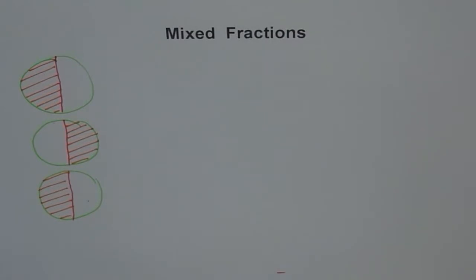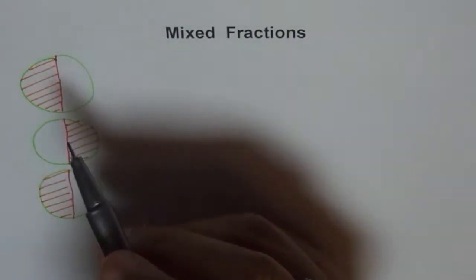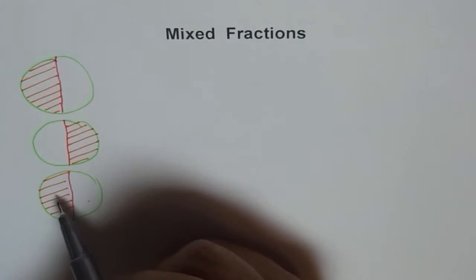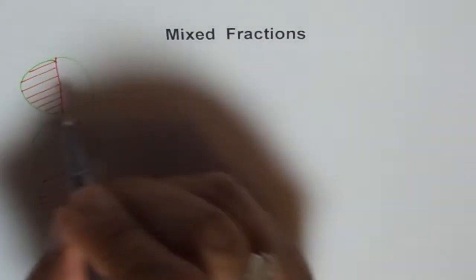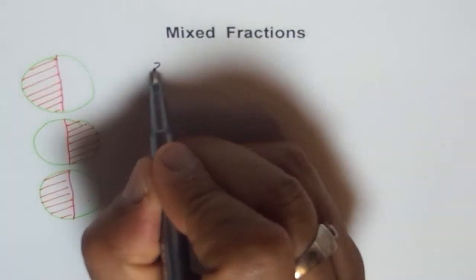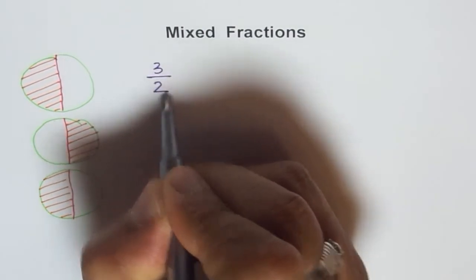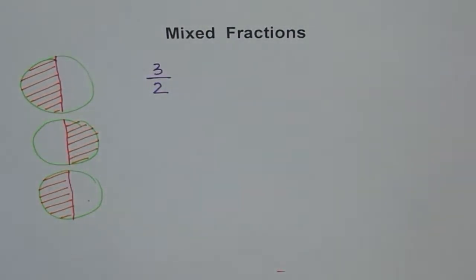Can you tell me how much pizza you took? What fraction did you take, and what fraction did your friend take? Well, your friend took 1 half, 2 halves, and 3 halves, right? So you can write that your friend took 3 halves, 3 by 2. Do you understand? 3 by 2.